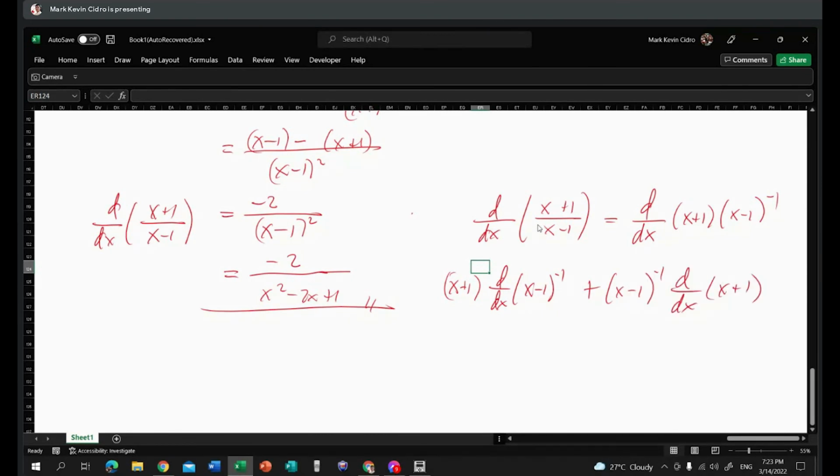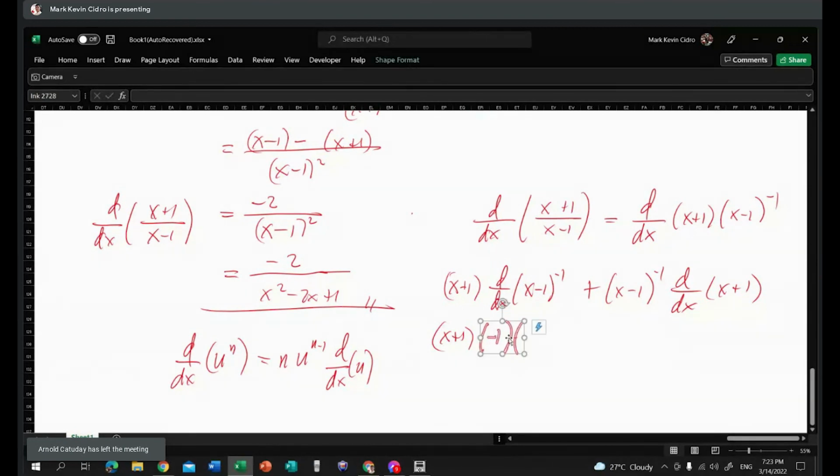What's the first factor again? X plus 1, right? So this is x plus 1, and the second is a power, with exponent negative 1. Let me also write the power rule so you can see it. D over dx of u raised to n is equal to n times u raised to n minus 1 times du over dx. That is the power rule. Let me erase first.